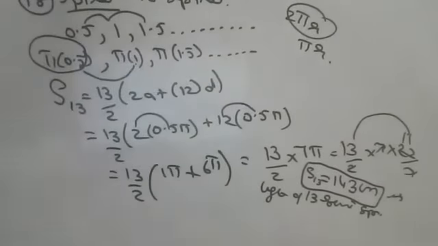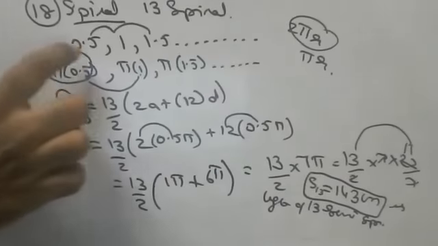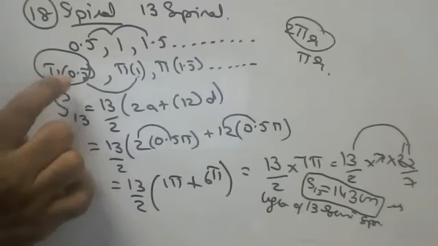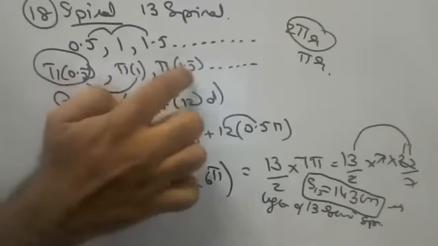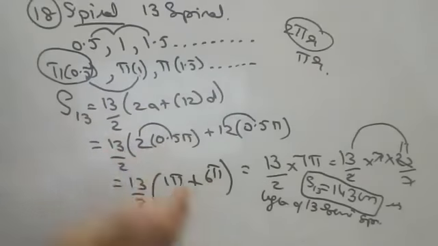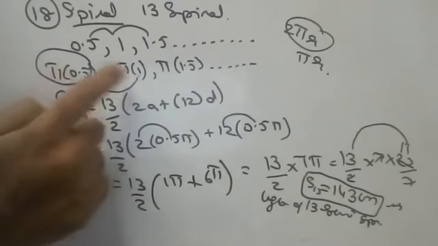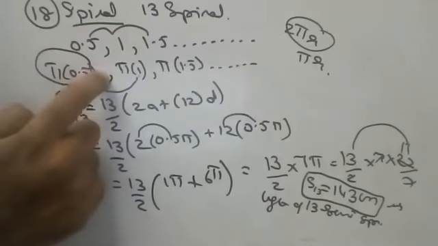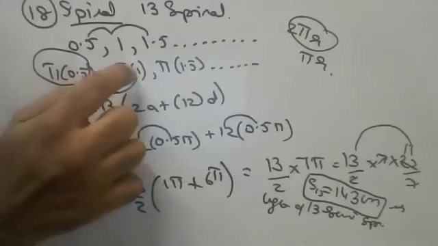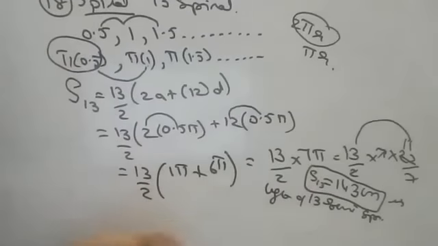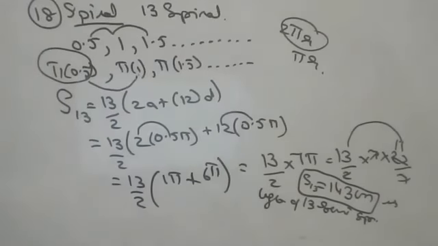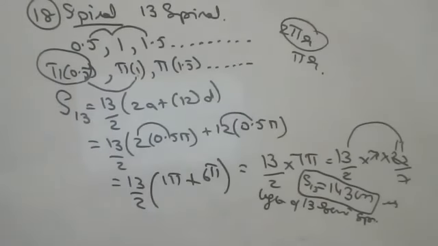Like this you should do, children. Those who didn't understand, one radius they have given, second radius they have given, third radius. I converted them into perimeters. Semicircle, so pi r. Pi into 0.5, pi into 1, pi into 1.5, like that. So 13 semicircles he asked. So 13 by 2 into 2a plus 12d. A is this one, children. D is this minus this. Don't take this, children. Take this. So A is 0.5 pi. D is 1 minus 0.5, which is 0.5 pi. Substitute, and you'll get 143 centimeters as the total length of 13 semicircular spirals wound in the shape of a coiled spring.